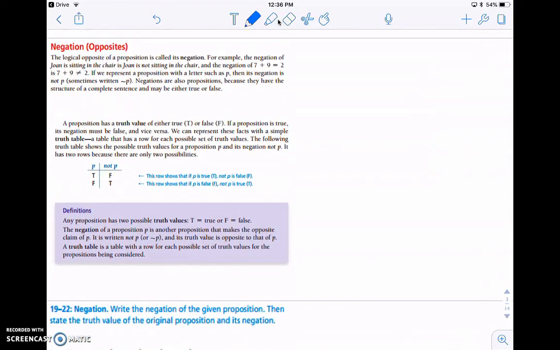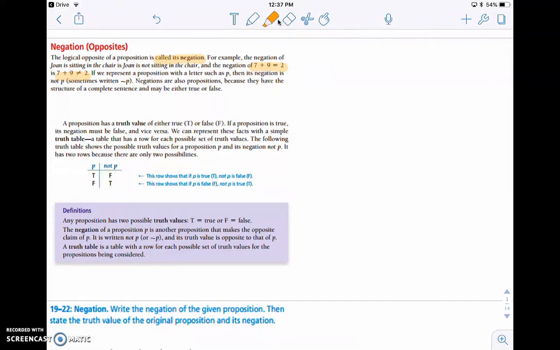Now we're going to look at this idea called a negation, or in other words, opposites. When we're looking at the logical opposite of a proposition, that is called the negation. For example, when we looked at "Joan is sitting in the chair," the negation of that is "Joan is not sitting in the chair." Or the negation of 7 plus 9 equals 2 is 7 plus 9 does not equal 2.